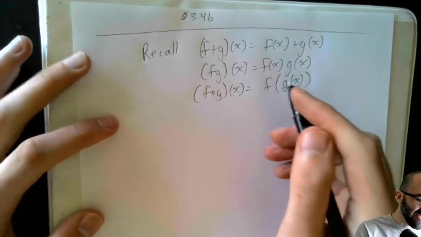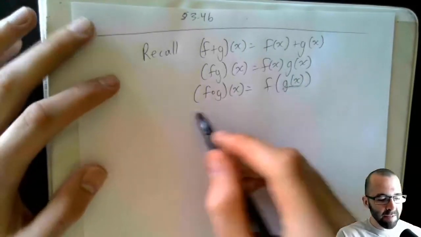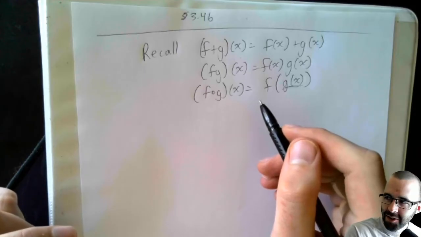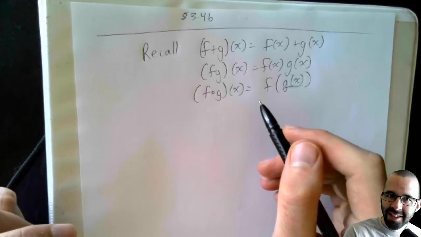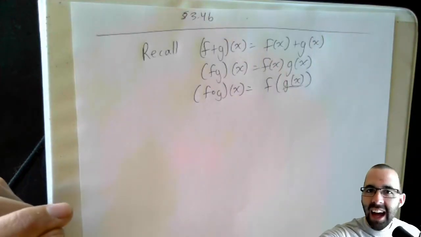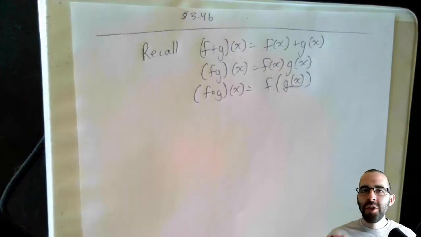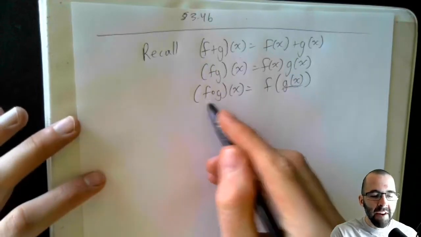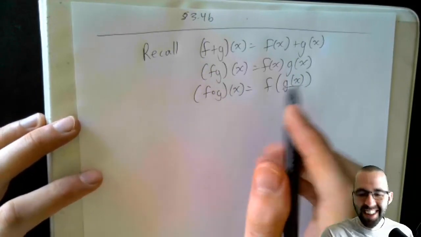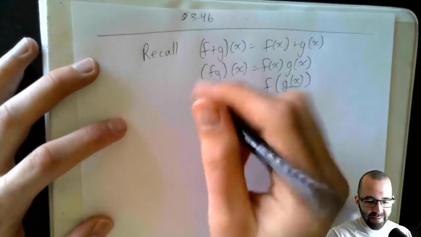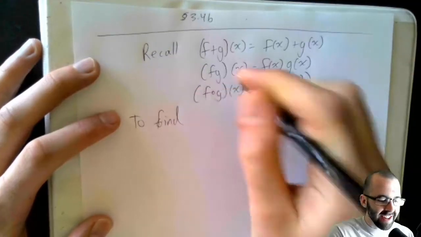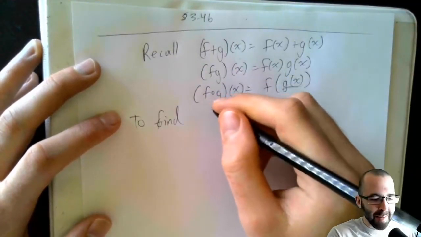All right. So today we're going to talk about the dreaded words, domain and range. Again, how can we find the domain and range of function composition? Okay. So here we go. To find, actually, we're not going to talk about range. I lied. I'm a fibber.